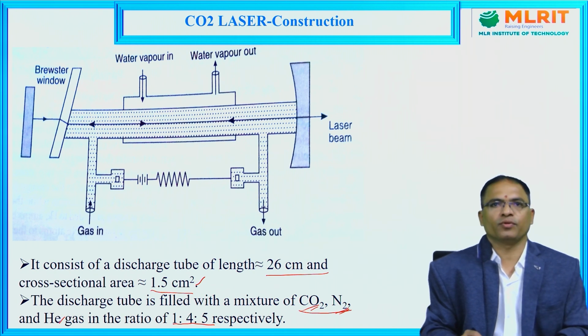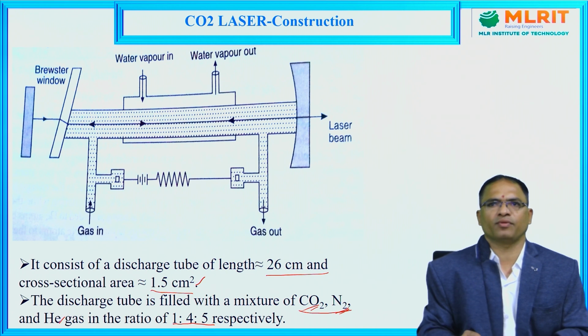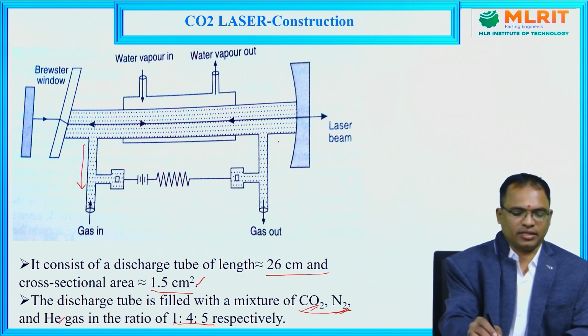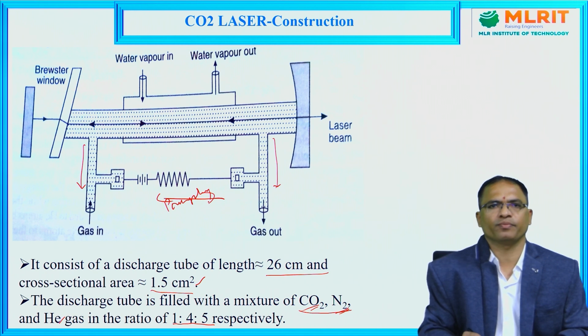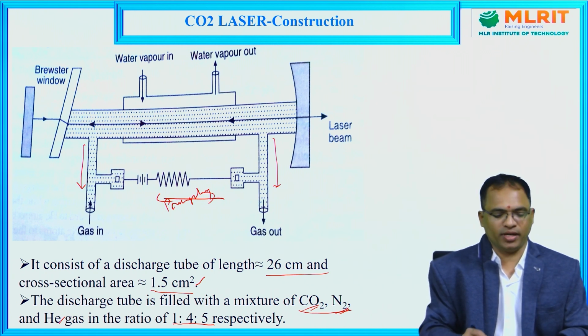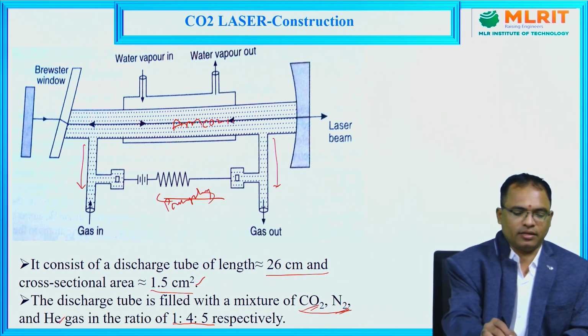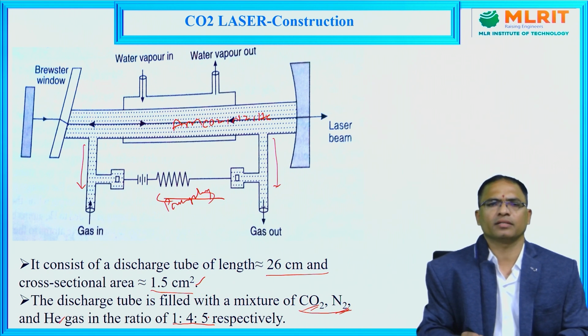Now, we know any laser consists of 3 parts. The first part is the source of energy. In this case, we give energy in the form of electric discharge. For that, this discharge tube is connected to a power supply, which is used to create the discharge in the tube. That is the first one. The second one is the active medium. The active medium is nothing but the combination of carbon dioxide, nitrogen and helium in the ratio of 1:4:5.